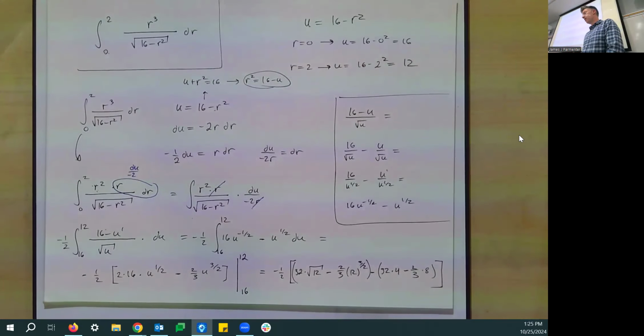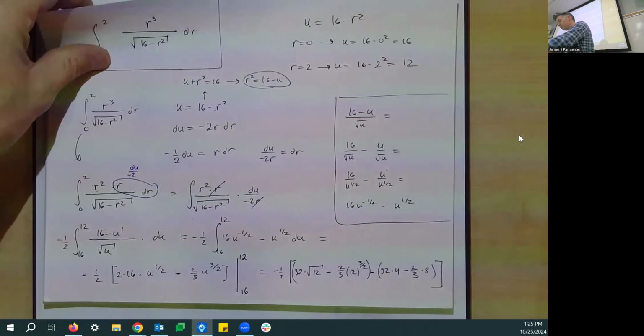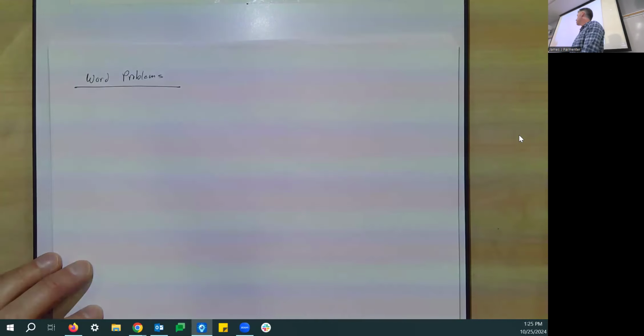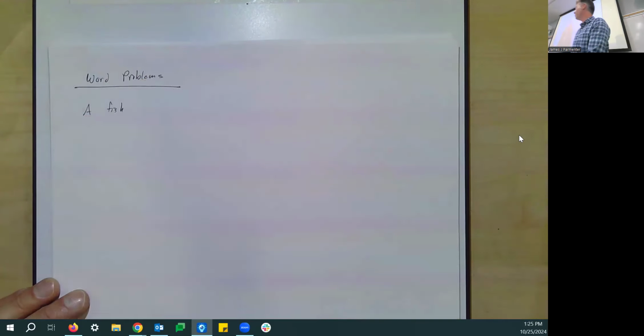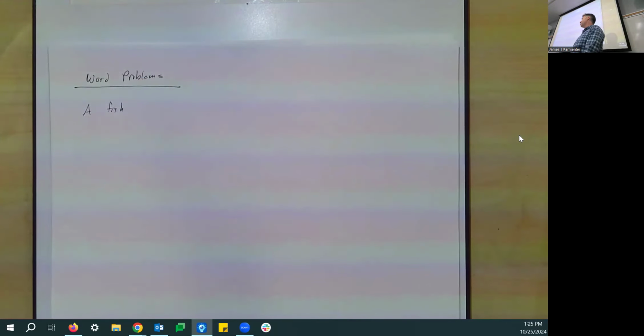All right. Moving right along. This fish, okay. Some word problems. Yeah, I guess I should write down all the words. A fish. Okay, let's write down the pertinent words. Let's read this and write down what's important.